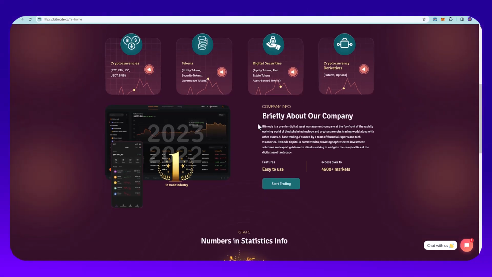All right, briefly about our company, BitMode is a premier digital asset management company at the forefront of the rapidly evolving world of blockchain technology and cryptocurrency trading world, along with other assets, AI-based trading. Wow, that's a long sentence. Founded by a team of financial experts. Ooh, financial experts and tech visionaries. BitMode Capital is committed to providing sophisticated investment solutions and expert guidance to clients seeking to navigate the complexities of the digital asset landscape. Now, if it's founded by the team of financial experts, where are they?